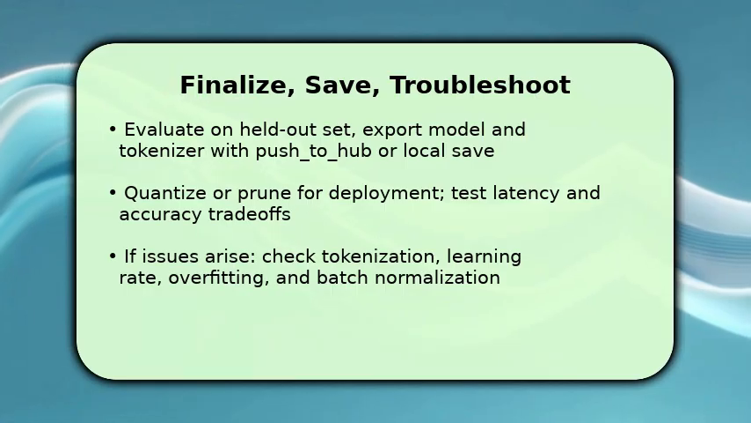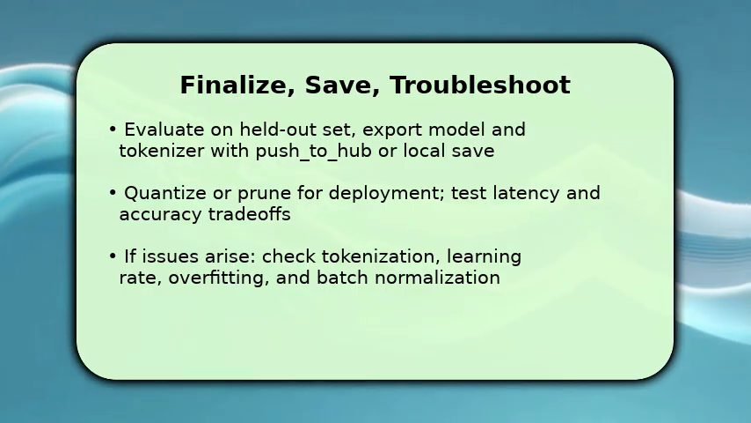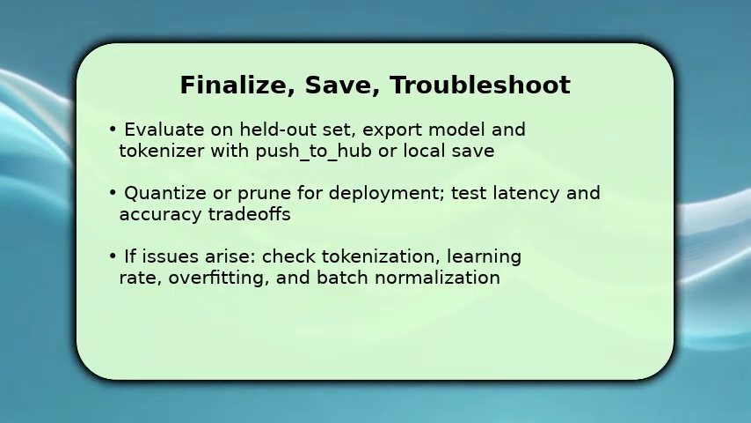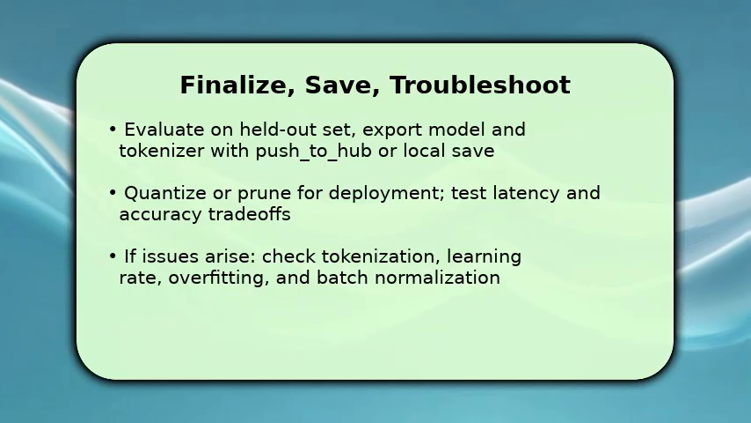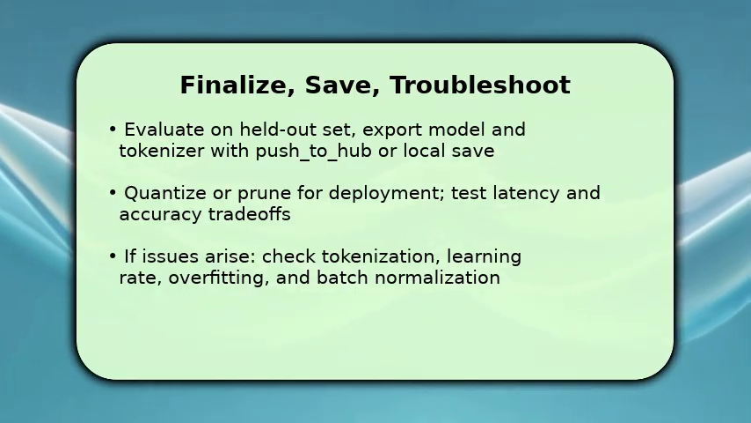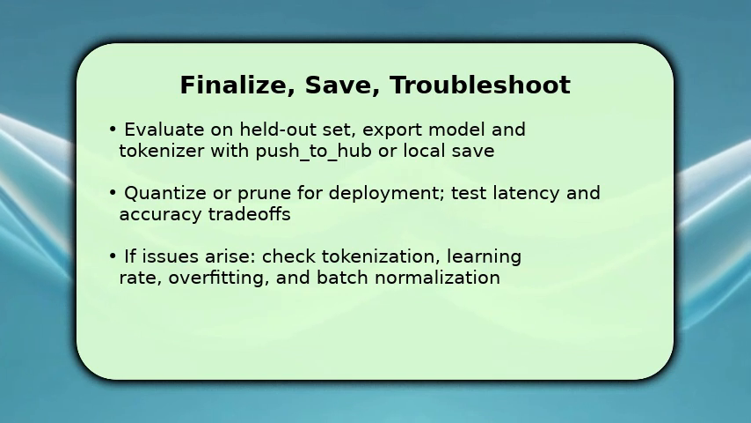If performance drops or training fails, check tokenization mismatches first, then learning rate and batch size, and look for signs of overfitting or data leakage. A single troubleshooting tip: reproduce the failure on a small subset with verbose logging to isolate the root cause quickly.